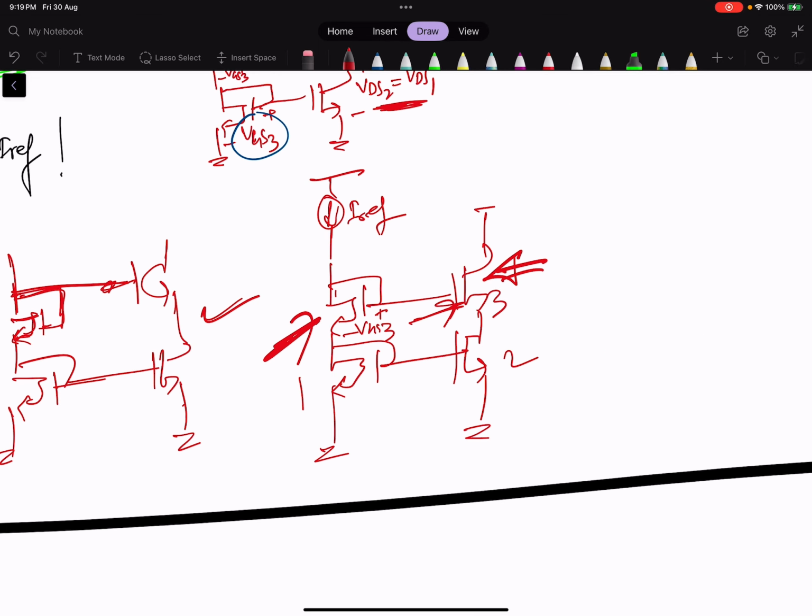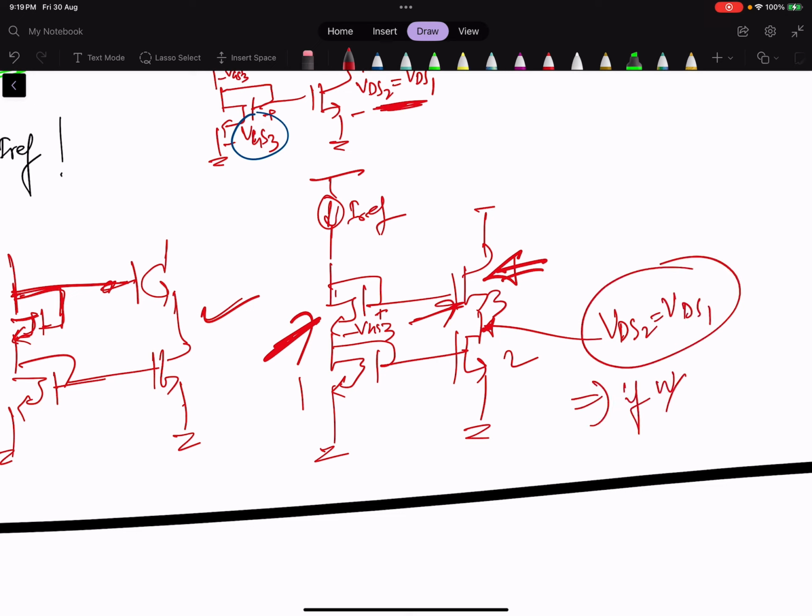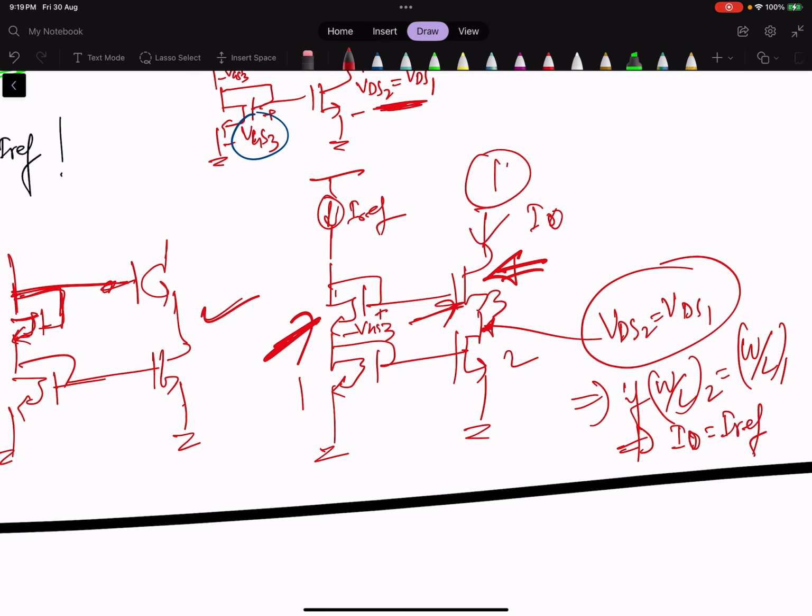And the most important thing here is that this voltage VDS2 is equal to VDS1, and if W by L of 2 is equal to W by L of 1, then I0 is equal to IREF. What is I0? Current through this, the other branch of the circuit, the current through this branch.